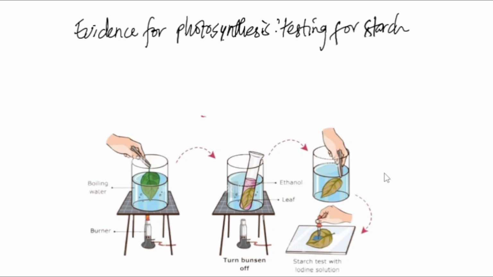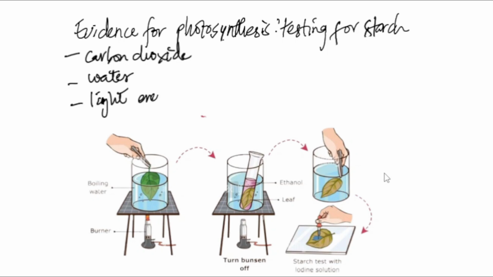So we know that, if you're not aware, photosynthesis is basically a process where plants make their own food. They require three things to be present. One is carbon dioxide, water, and light energy. And this light energy comes from the sun. When these three things are present, the plant is able to make its own food.